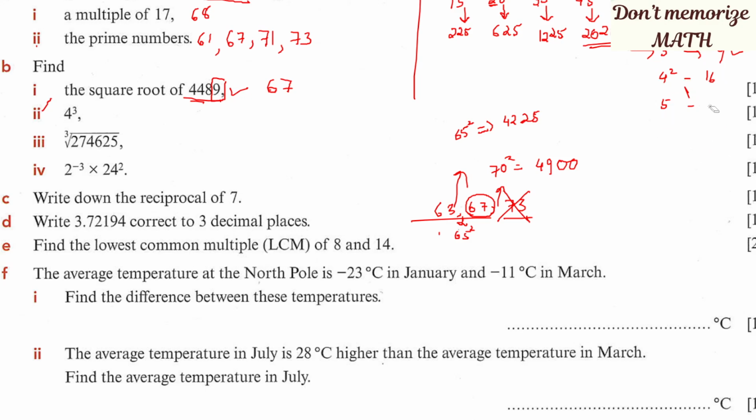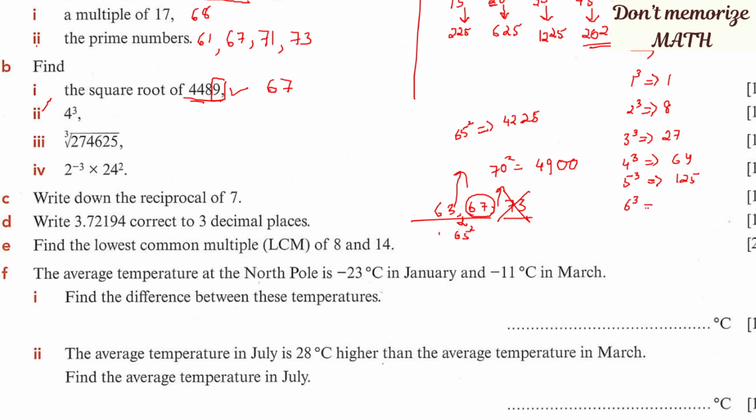In the same way, you can find the cube root also. It is also easy. So cube root also we are finding in the same way. I will tell you what is 1 cube. 1 cube is 1. 2 cube is 8. 3 cube is 27. 4 cube is 64. 5 cube is 125.